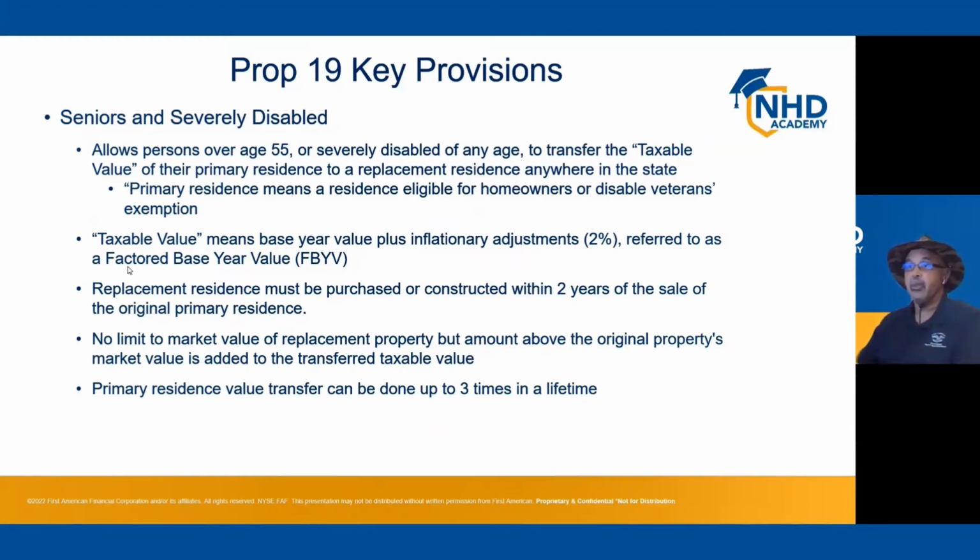Taxable value means the base year value plus inflationary adjustments of 2%. And that's the factored base year value. Replacement residence must be purchased or constructed within 2 years of the sale of the original primary residence. No limit to market value of replacement property, but amount above the original property owner's market value is added to the transferred taxable value. The primary residence value transfer can be done up to 3 times for an individual during their lifetime.